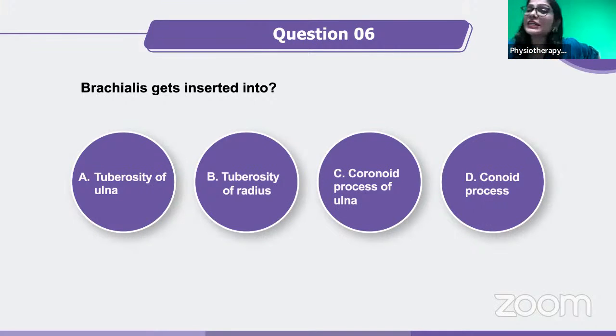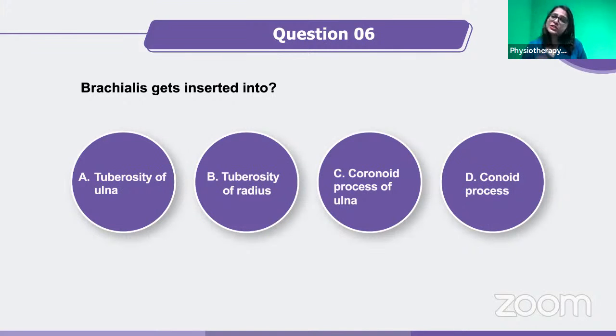Okay. Next. Question 6. There are 4 more questions left. Brachialis gets inserted into what? Brachialis, I wantedly didn't tell you the insertion of brachialis. So brachialis gets inserted into what? Your time is ticking, guys. A is tuberosity of ulna, B is tuberosity of radius, C is conoid process of ulna, D is conoid process of clavicle. Start. Answers. Brachialis gets inserted into what?